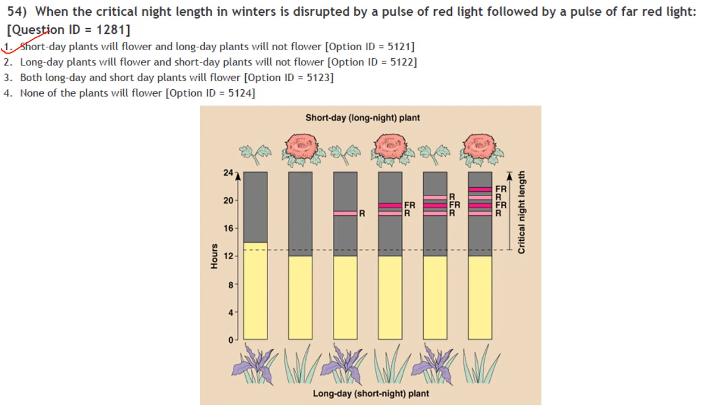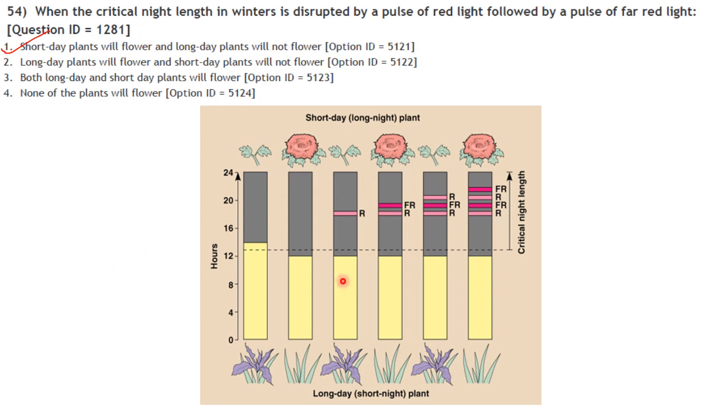Then next one. When the critical night length in winters is disrupted by a pulse of red light followed by a pulse of far red light: short day plants will flower, long day plants will not flower; long day plants will flower, short day plants will not flower; both long day and short day will flower; none of the plants will flower. Long day plants require periodic exposure of light exceeding the critical period to induce flowering. And short day plants require periodic exposure of light less than the critical period to induce flowering. Now, when the critical period is interrupted by red light, long day plants flower.